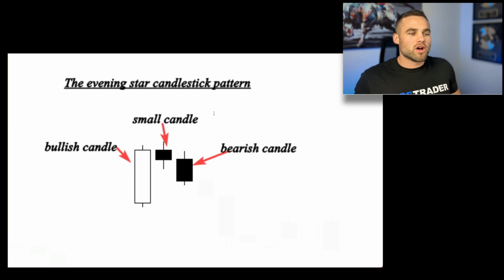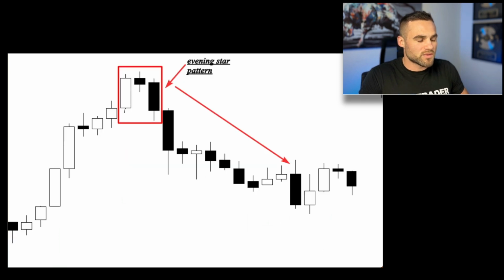Now, on the other hand, we also have an evening star candlestick pattern, which is essentially just the opposite. We have this white bullish candle, we have a small candle, and then we have a bearish candle, saying that this is a change in market direction, a change in buyers and sellers. So let's see how this plays out. You can see right here, we had this strong white candle, and then we had this smaller candle, and then we had this really strong looking black bearish candle, and then we see the market knocked down.